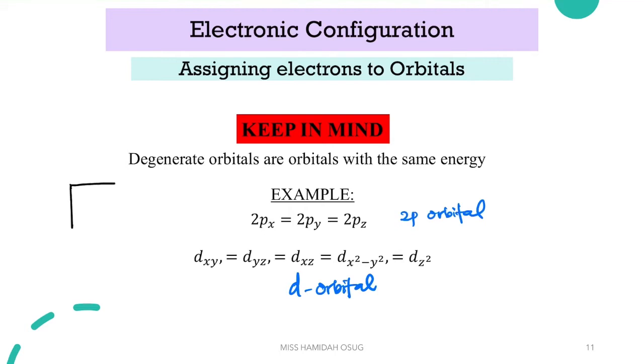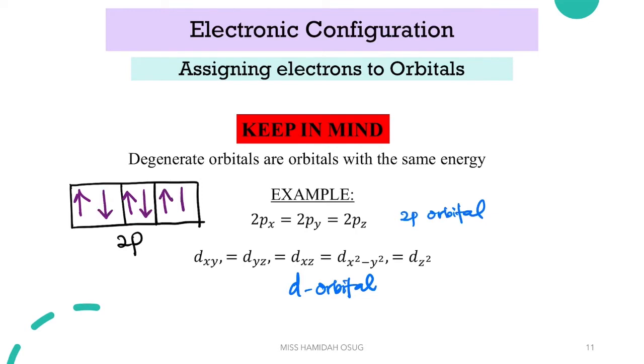So what does Hund's say? So Hund's cakap kita kena isi itu orbital singly dulu, baru kita kasih pair dia. So cara dia macam ni, katalah kita ada 2p orbital. So bila kita isi itu elektron, kita kena isi singly dulu begitu, all pointing up. And then baru kita kasih pair dia pointing down.